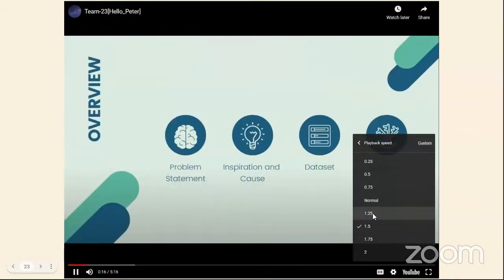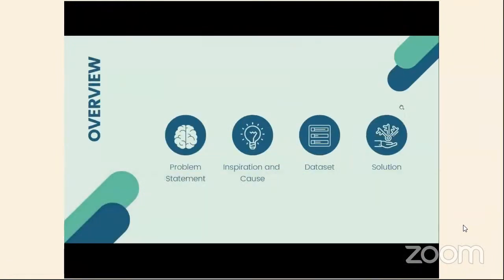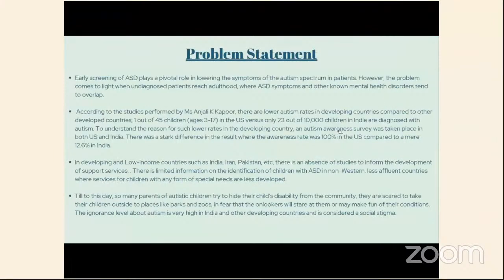So we will see the problem statement, inspiration and cost, dataset used, solution, and how IBM Z helped in implementing our solution successfully. So autism is a neurodevelopment condition associated with significant healthcare costs, and early diagnosis can significantly reduce this cost.